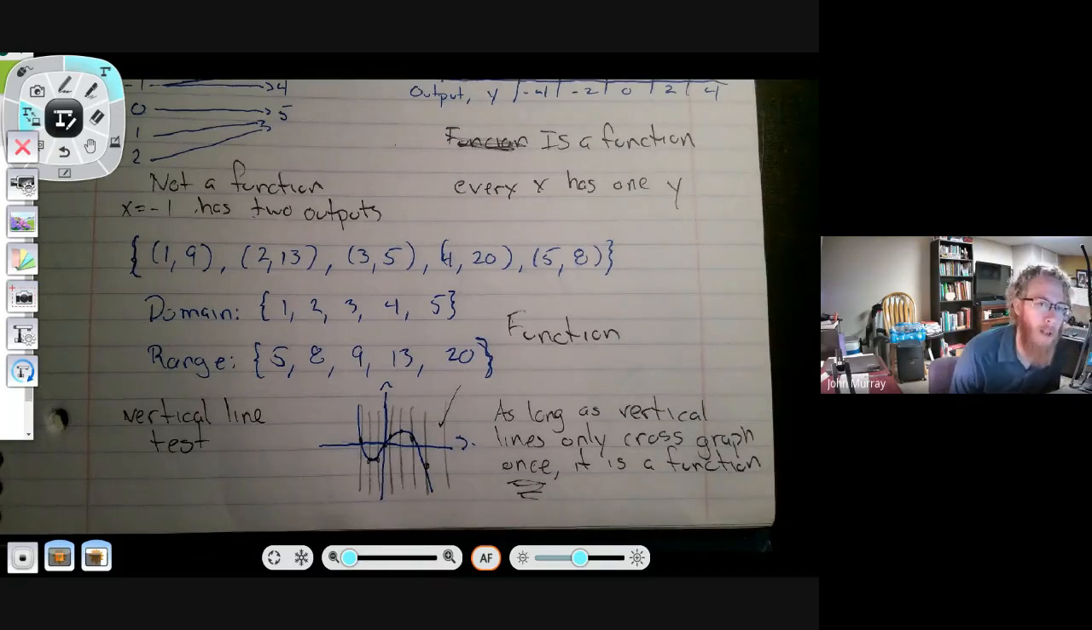Any questions about finding out if it's a function or not? About any of our rules that we just went over?